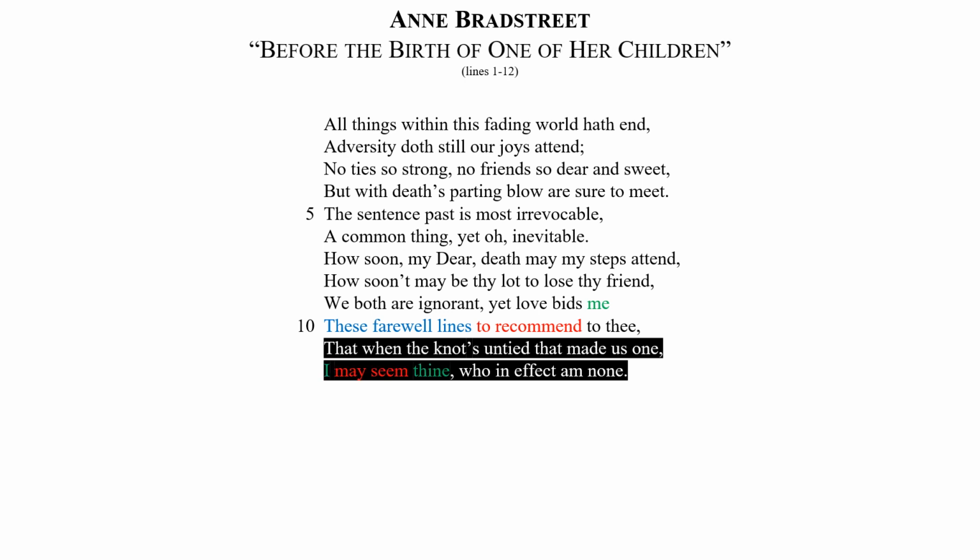Well, they are significant because the speaker, Bradstreet, wants to seem part of the beloved who, when she's gone, when she is in effect nothing, I still want to seem like I'm yours. When the knot's untied, untied by death and death's parting blow. Death, in effect, making me nothing. So this is the motive, or at least the initial thought in Before the Birth of One of Her Children, Bradstreet addressing this to her husband.